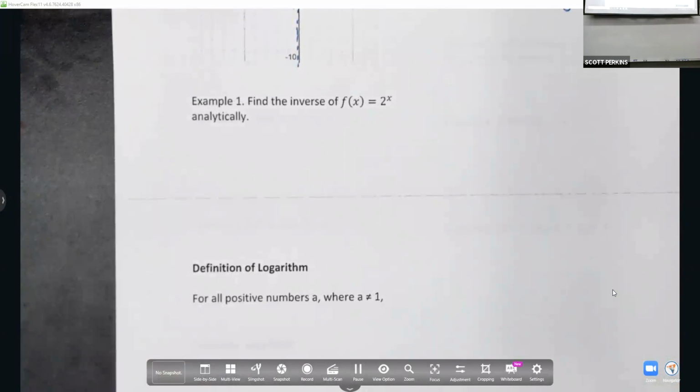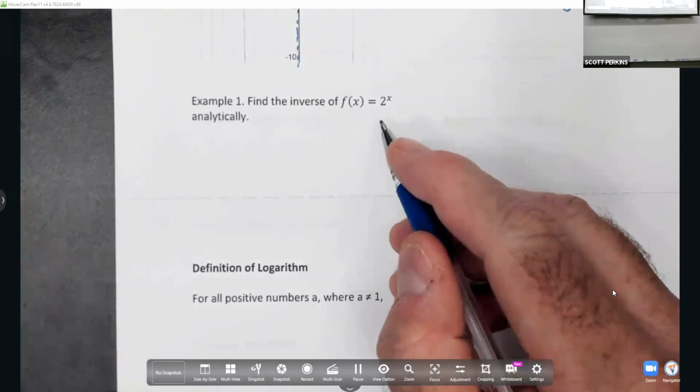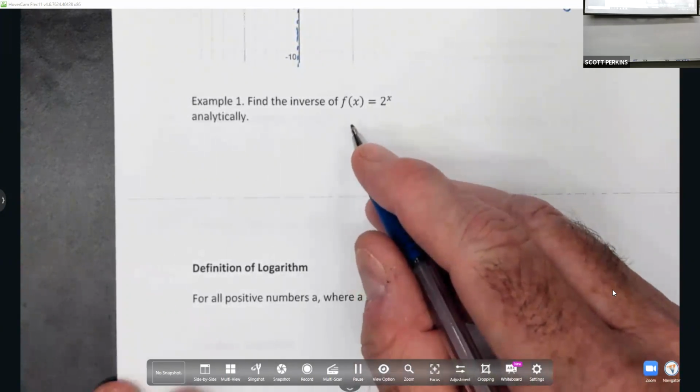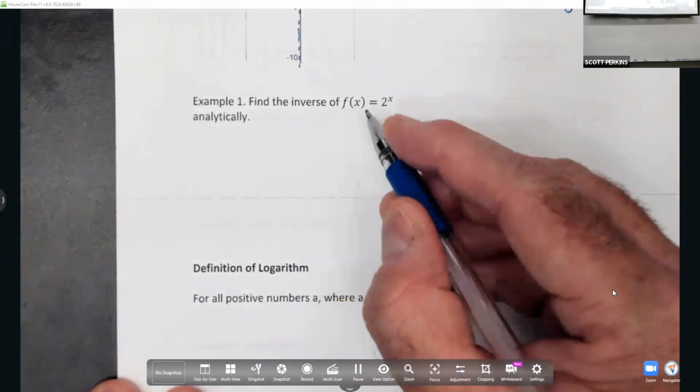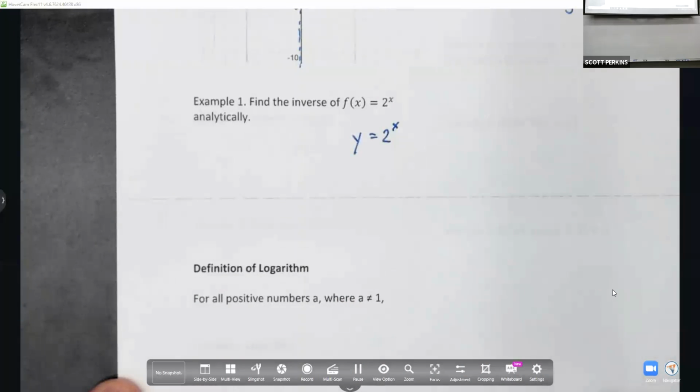And you can talk me through the steps because you have done inverses. We did them in class. What's step number 1 to find the inverse of this? You substitute a y. The first step is strictly notational. Instead of having f of x, I'm going to write this as y is equal to 2 to the x power.